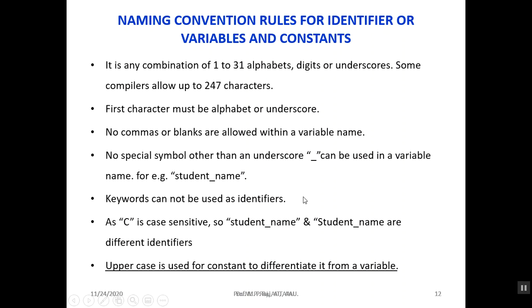We know that there are certain words which are understood by the C language or C compiler, and those words are known as C keywords, and we cannot use these keywords as identifiers. C is case sensitive, so these two names are different. We can use keywords as identifiers, provided they are in uppercase or mixed case, because all keywords are in lowercase.